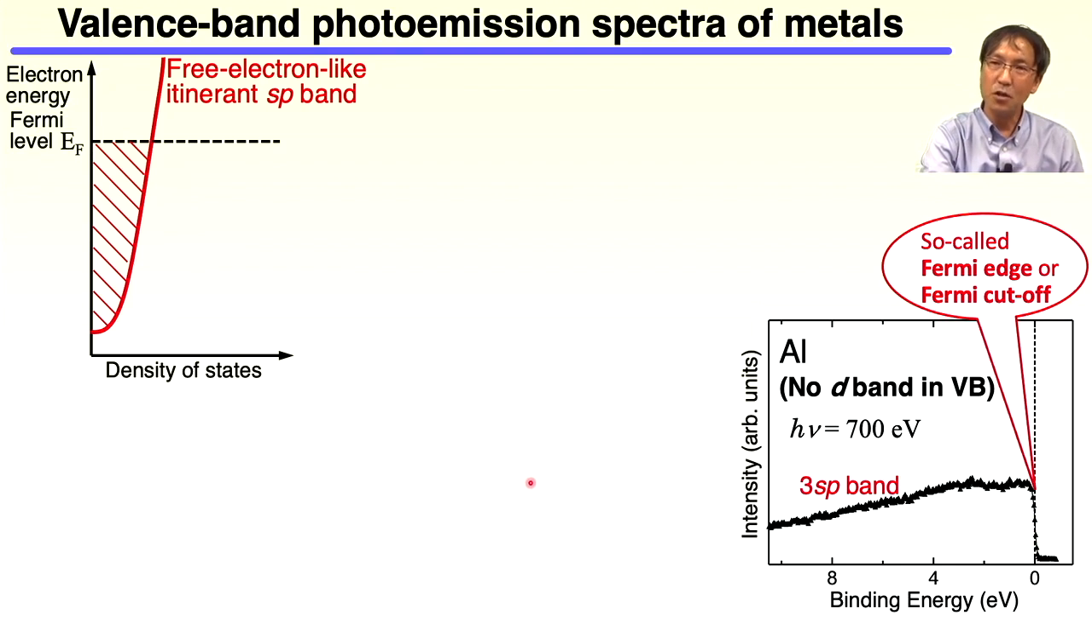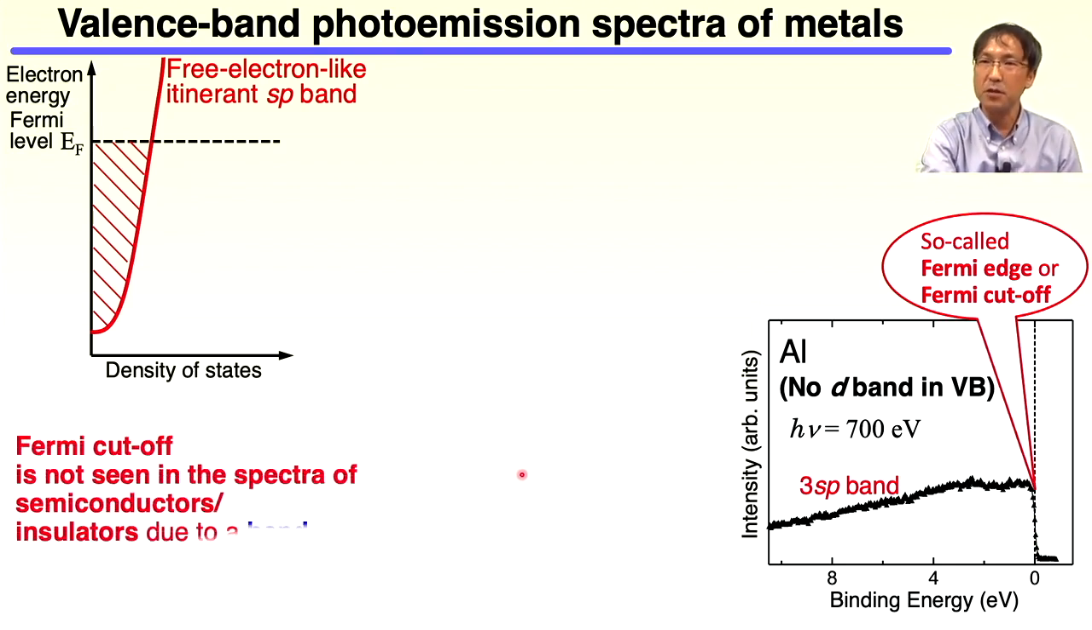It should be noted that the Fermi cutoff is not seen in the spectra of semiconductors or insulators due to the presence of the band gap. In this sense, whether the Fermi cutoff is seen or not is an important qualitative test of whether the surveyed material is metallic or insulating.